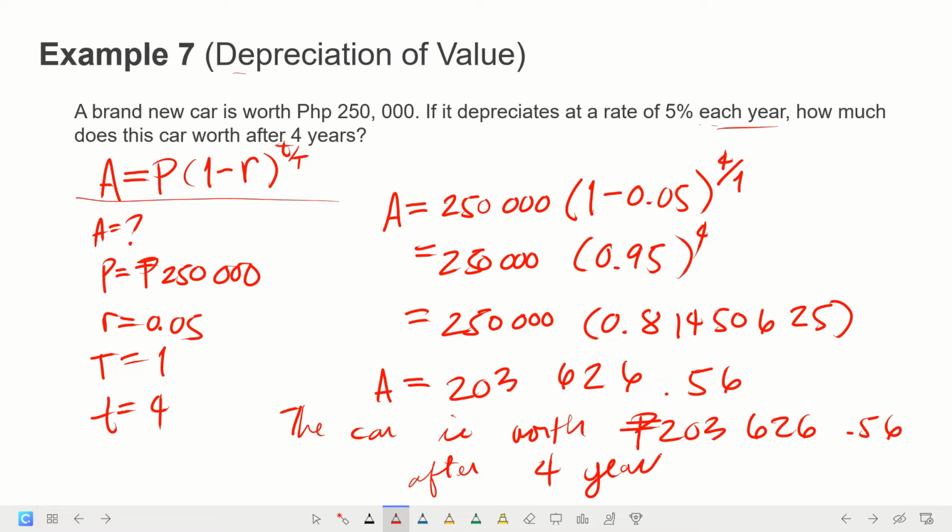So your final answer is a conclusion, since this is a word problem, so that you give meaning to the number. And so, this is your answer.